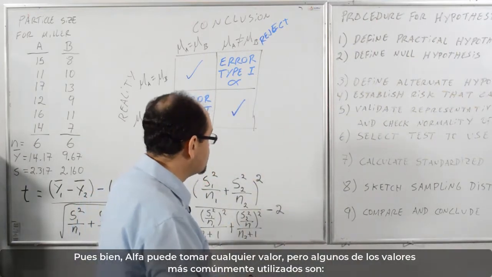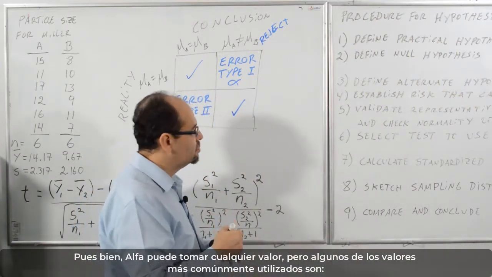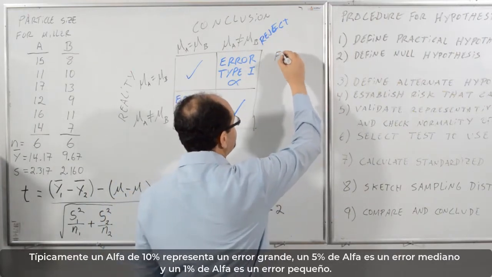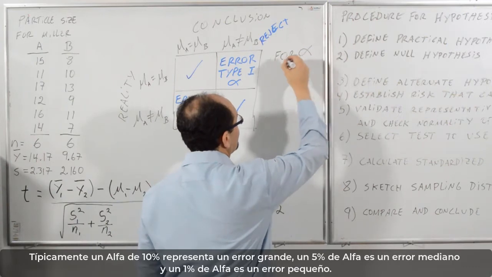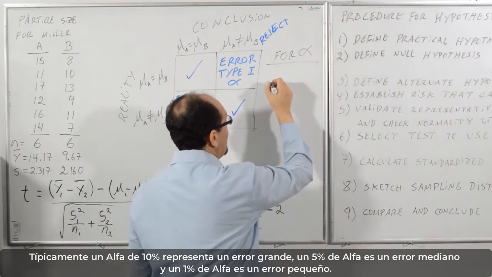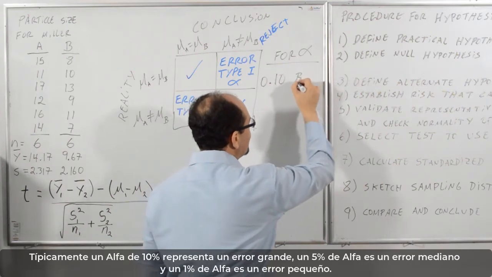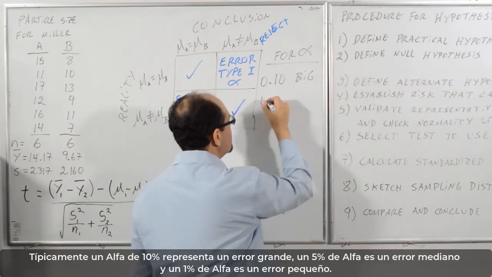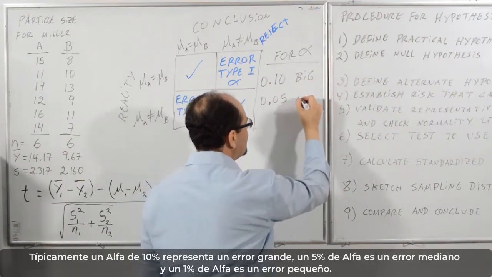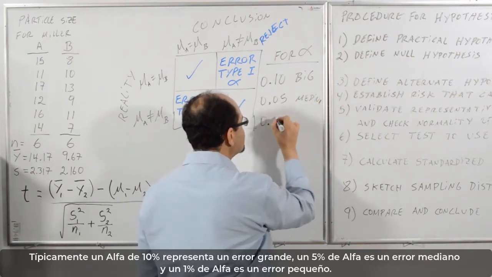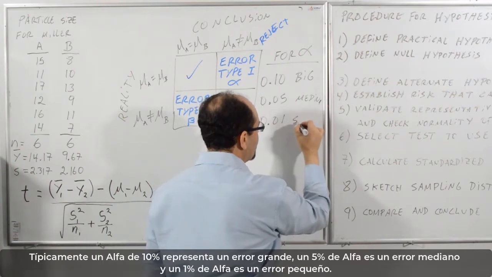Let me just state some options. For instance, for alpha, 10% of alpha is a big error. 5% of alpha is a medium error. 1% of alpha is a small error.